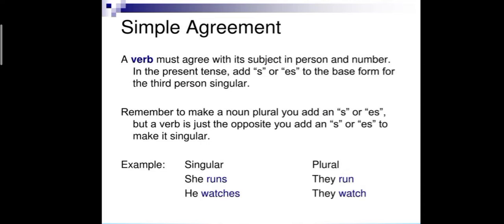When we change a noun from singular to plural, we add s or es to it, but it is just the opposite in the case of a verb. We add s or es to make a verb singular. Let us discuss some basic rules. Remember, when you make a noun plural, you add an s or es, but when you are making it into a verb, it is just the opposite. Let's look at some examples. Singular and plural: she runs, they run. He watches, they watch.